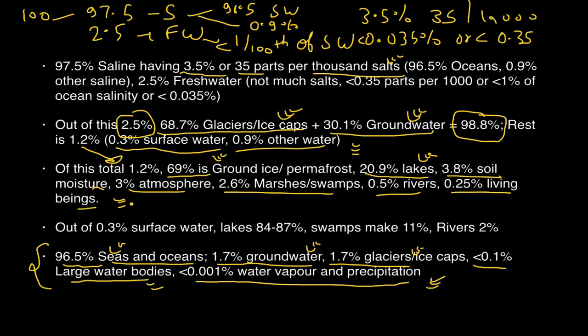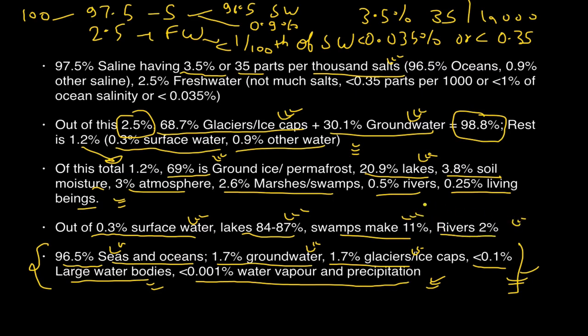You just need to have a vague idea of what is going on overall. Exact percentages are not required. If you want exact percentages, please focus here, here, here, here. That is, this part should be focused on. Now out of 0.3% surface water, lakes make 87%, swamps make 11% and rivers make 2%.